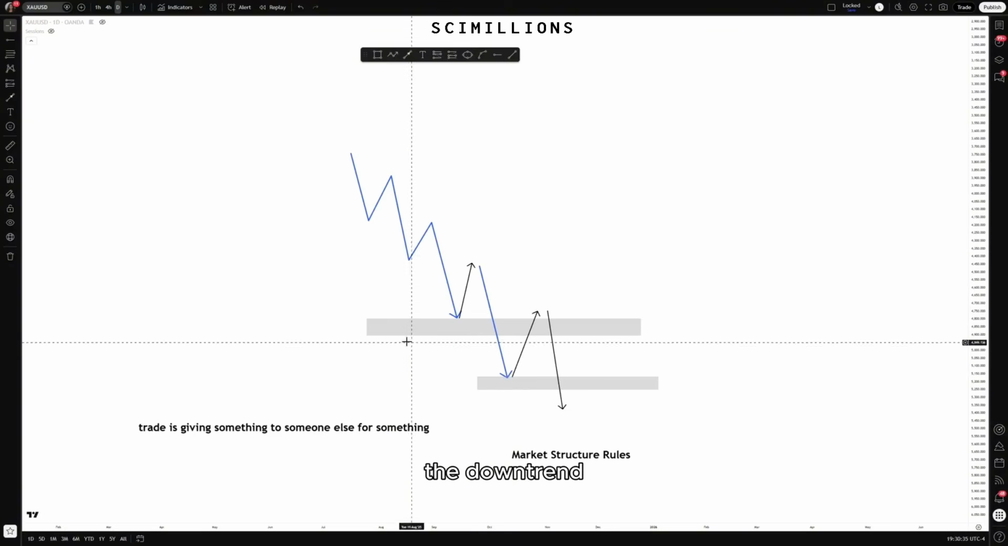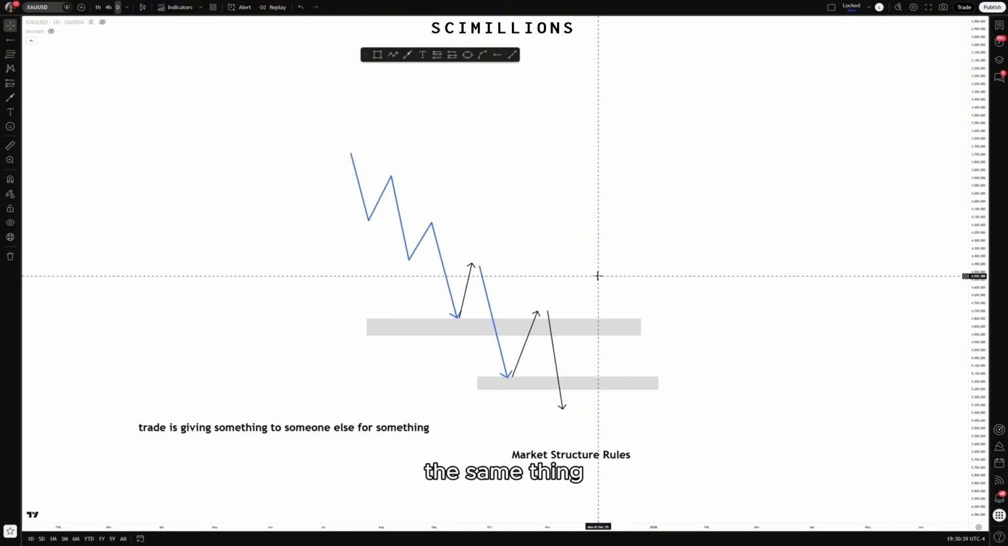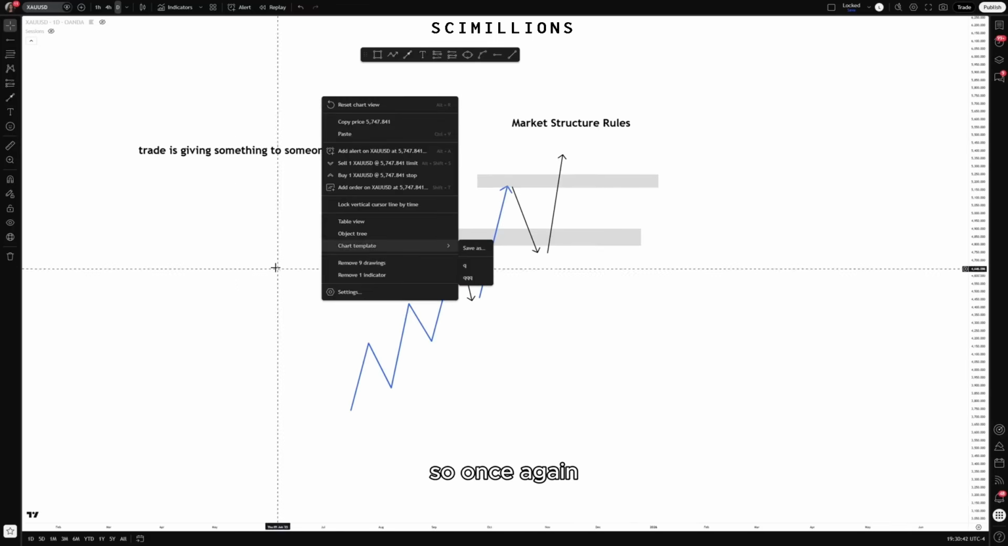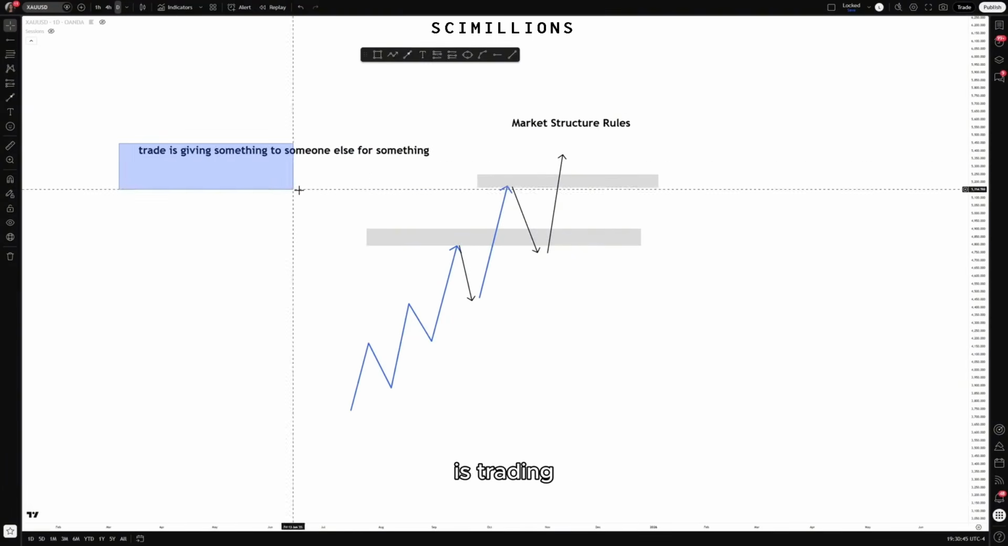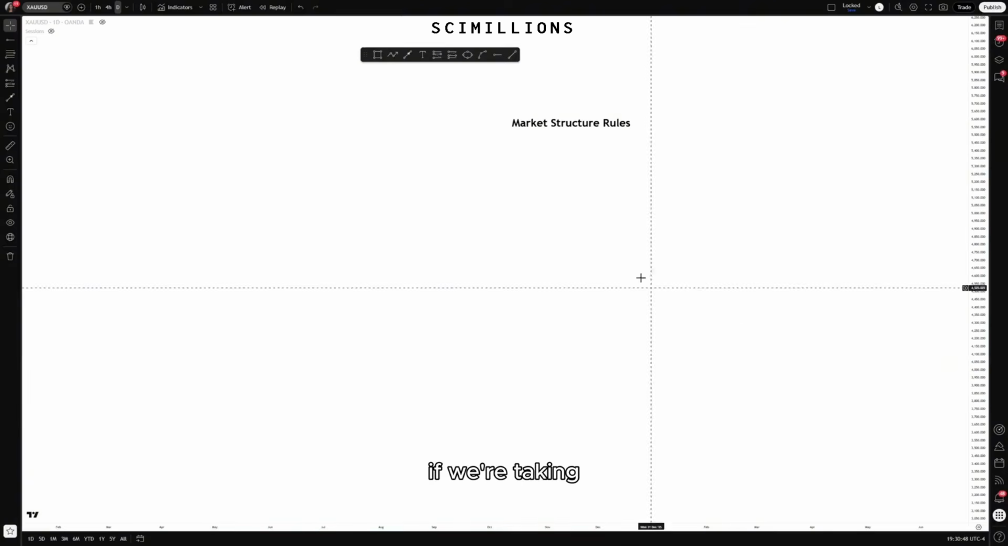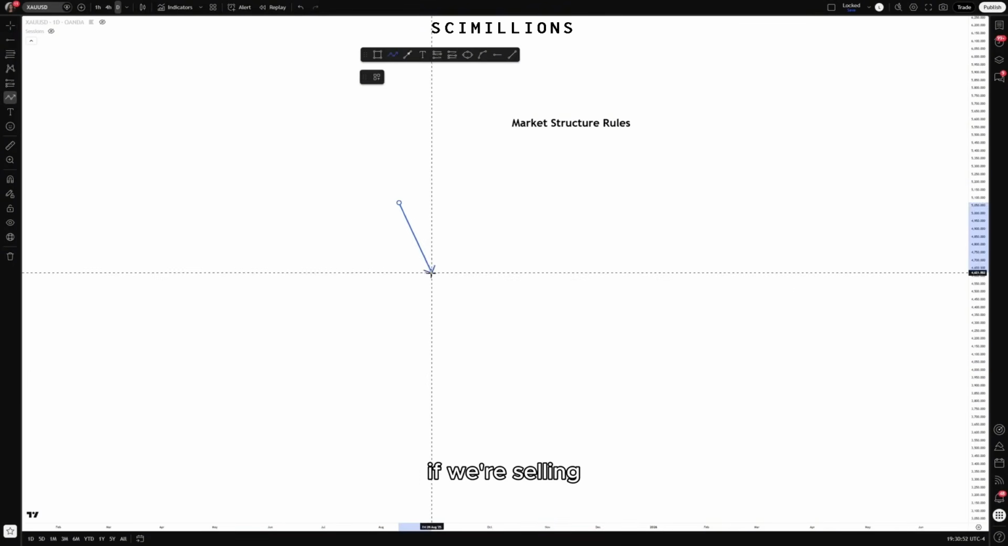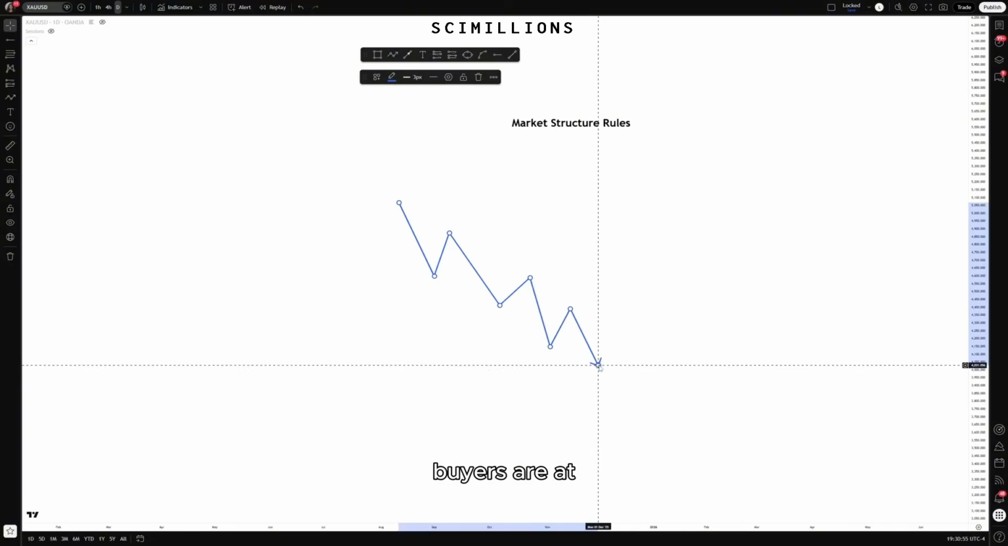I'm not going to explain the downtrend part, but it will be the same thing with a downtrend. So once again, remember, trading is trading something for something else. So if we're taking our buys up, we're giving it to sellers. So if we're selling, we're taking it to where buyers are at.